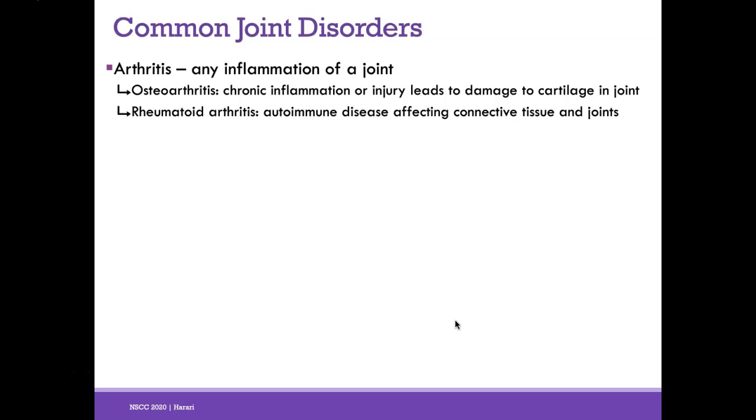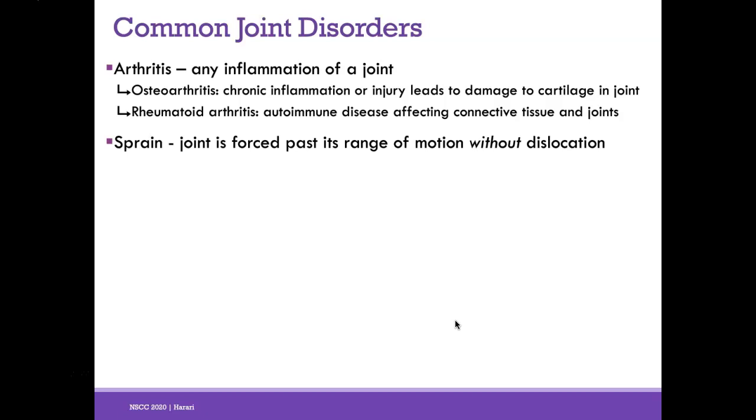There's also rheumatoid arthritis, which is an autoimmune disease where your connective tissue and your joints are actually attacked by your immune system. So you generate antibodies against the connective tissue that allows your joints to work properly, and that gives you, again, inflammation of the joint, which inhibits the full range of motion. A sprain is when a joint is forced past its range of motion without being dislocated. So a sprain is not a dislocation. Ligaments are injured in a sprain.